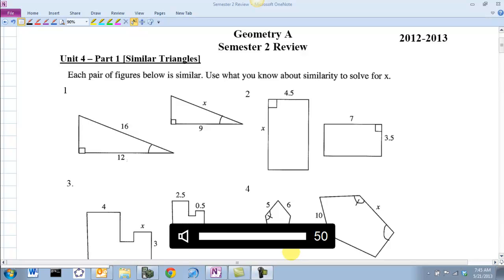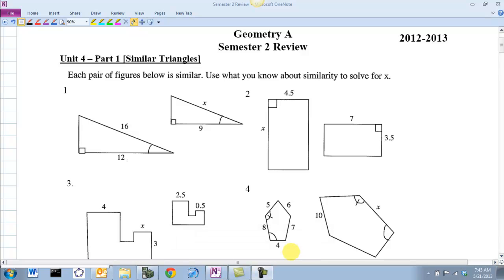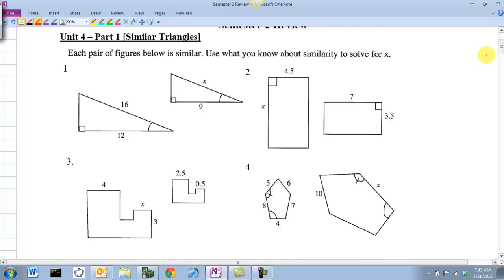Okay, Geometry A students, we are going to be going through the Semester 2 review as a walkthrough. I will not be doing every single problem. I will be doing many of them and talking through the technique for the solution. So if you're just here to copy down answers, you won't get them all, but hopefully you'll get enough to figure things out.